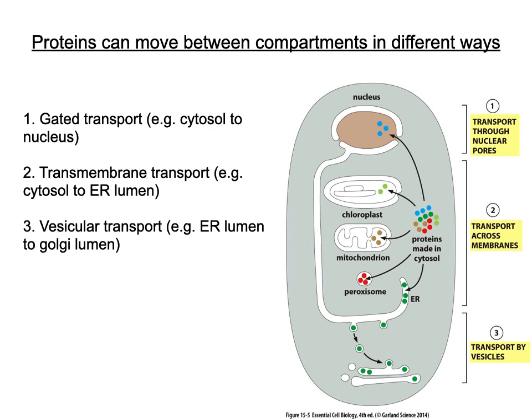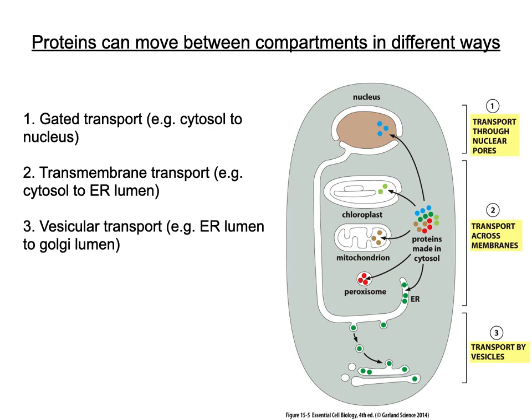So what's known as gated transport. This is when the protein's produced in the cytosol, and then they would move to the nucleus. And then we're also going to look at transmembrane transport. So this is where they're being produced in the cytosol and then moved to the ER, the lumen of the ER.